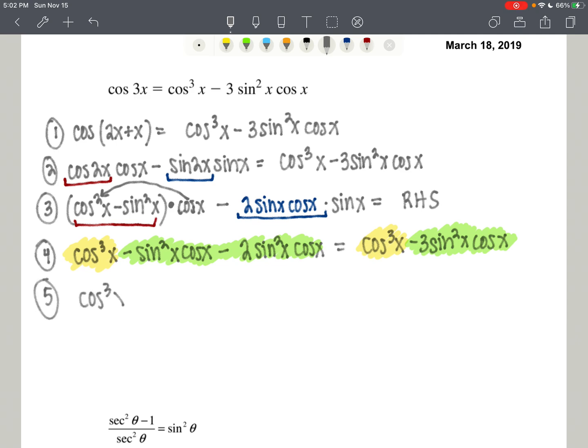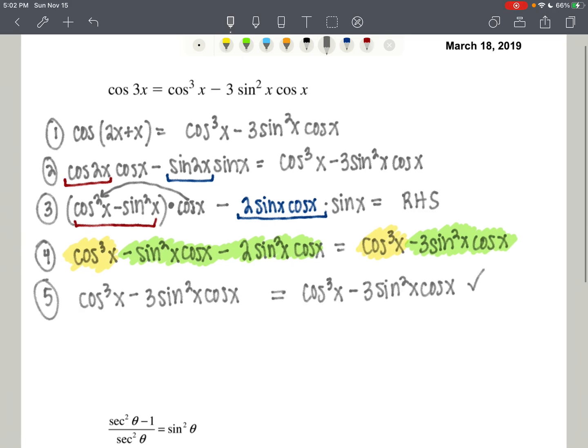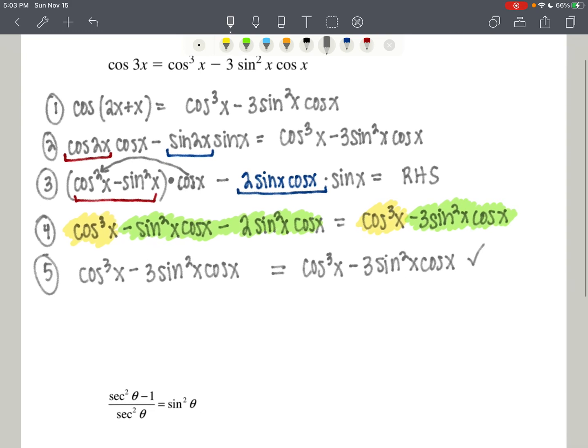So by George, I think we've got it. Minus 3 sine squared of x, cosine of x. And is that equal to cosine cubed of x minus 3 sine squared of x, cosine of x? Indeed it is. There we go. So that's my thought process as I go through verifying these identities.